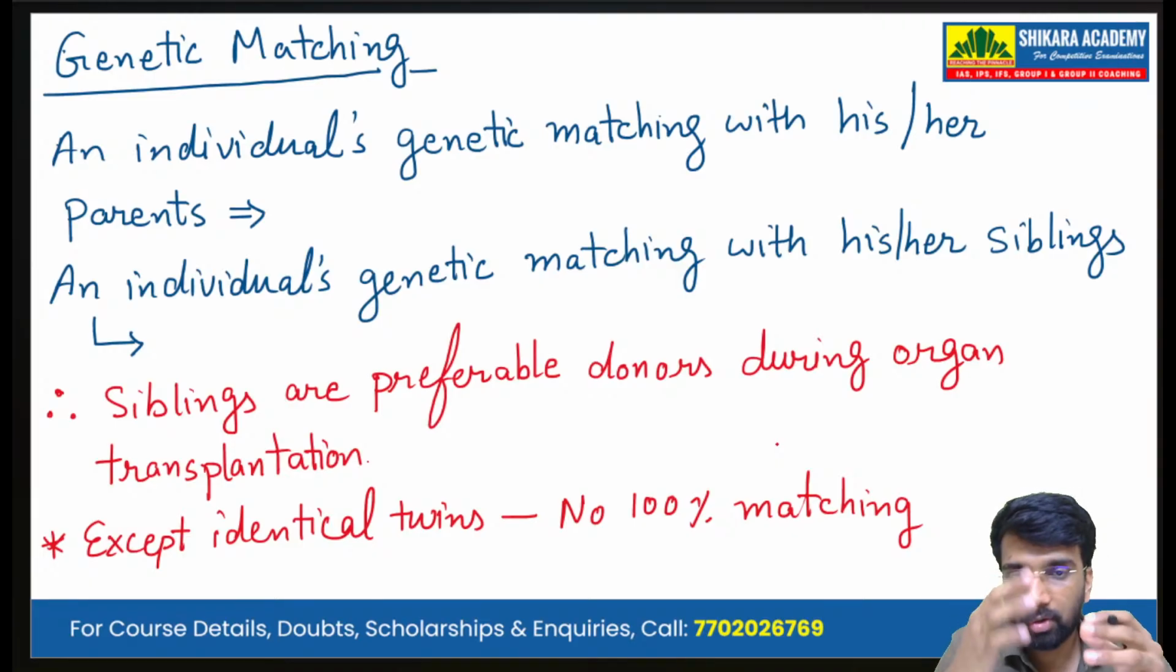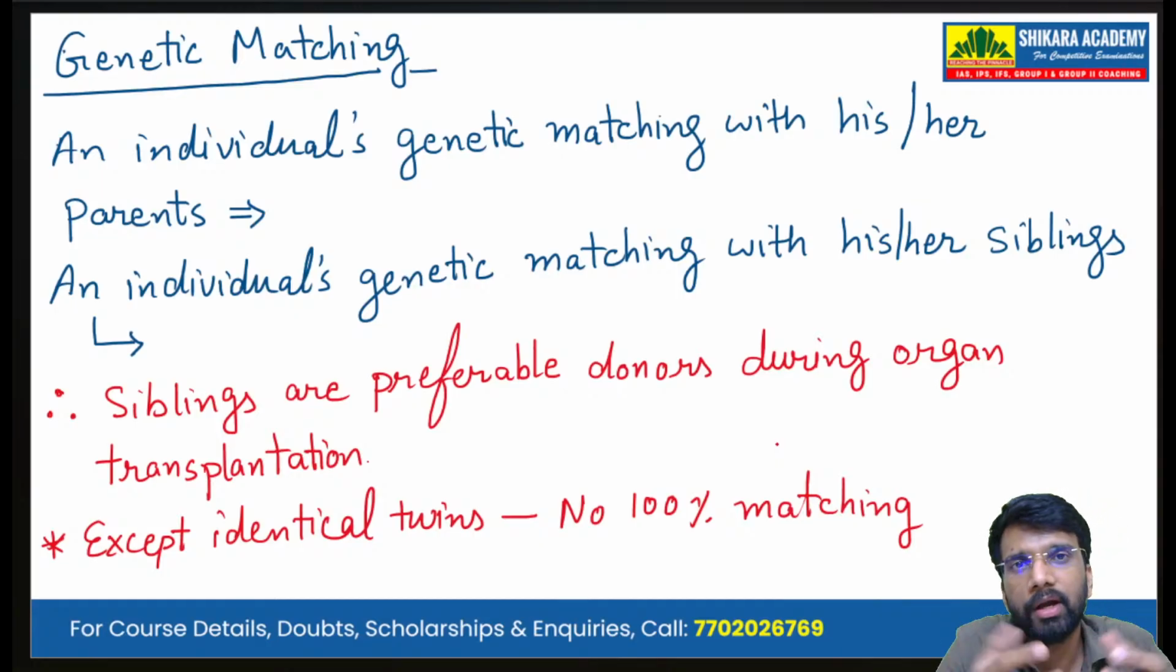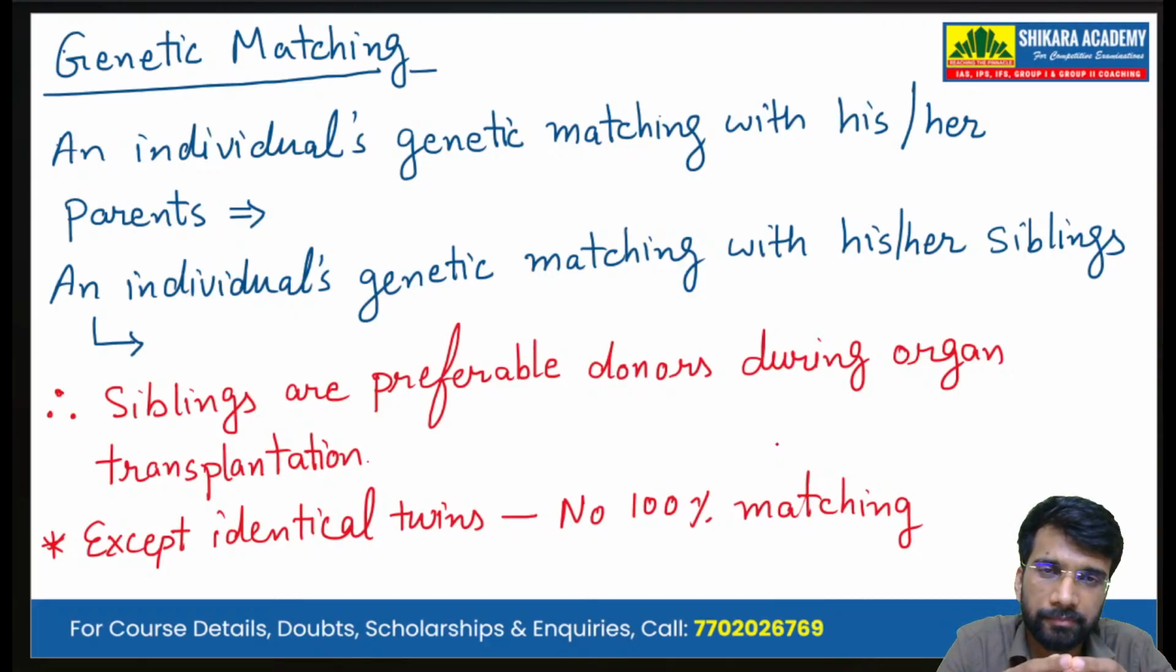Now, while we were discussing this genetic matching, what is genetic matching? Suppose you and I are individuals. An individual's genetic matching with his or her parents: what do you think the genetic matching of me with my mother, or me with my father, will be? An individual's genetic matching with their parents is 50%.